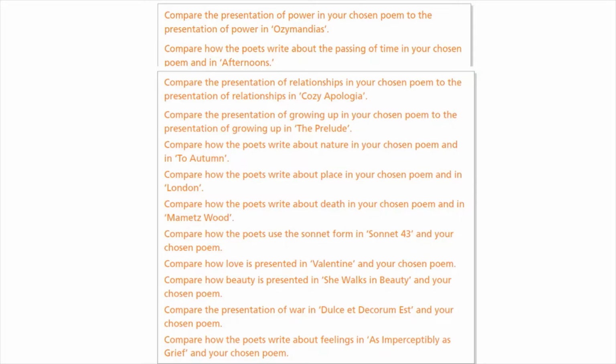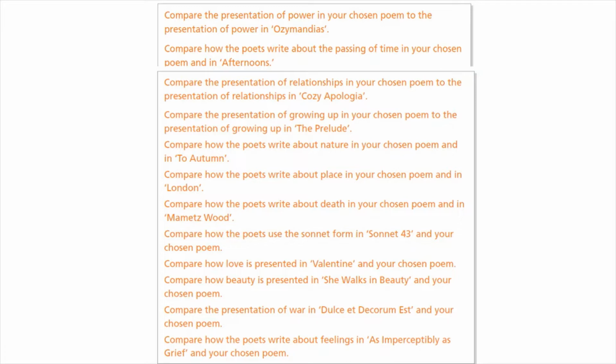Nature in To Autumn. That's come up as a specimen paper before. Place in London. Death in Mametz Wood. Compare how the poets use the sonnet form in Sonnet 43 and a chosen poem. Now that's a little bit of a curveball of a question that could arise, and I will speak through that in a second.